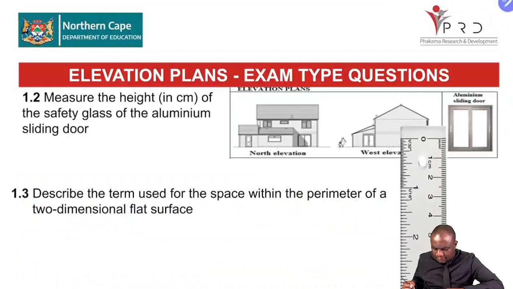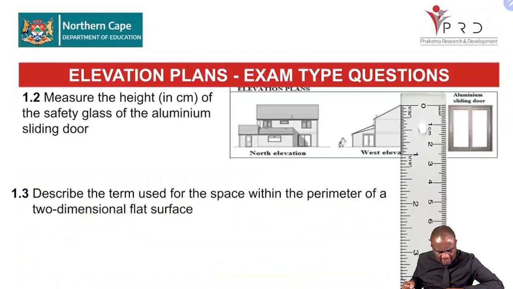Right. And then measure the height in centimeters of the safety glass of the aluminum sliding door. Right. And then right here I measured the glass. Now I measure the wall frame. Let's talk about measuring. Because I want to emphasize the measuring part. Right, when you're measuring, start from 0. You start from 0, not this corner of the ruler. No. Not this corner of the ruler. Start from 0 there. Start from here, the 0, this part of the ruler. Okay, and then you measure.